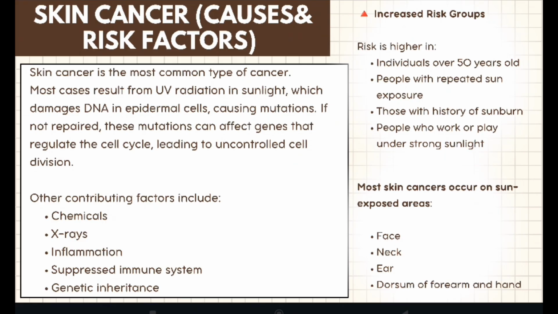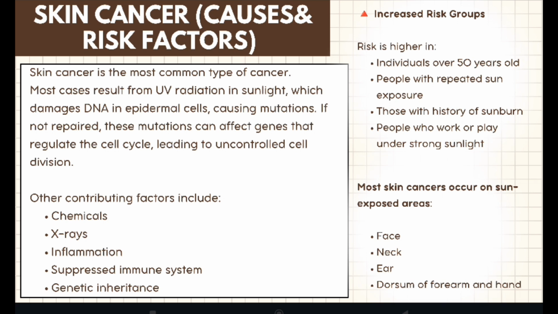Let's talk about skin cancer, its causes and risk factors. Skin cancer is the most common type of cancer. Most cases result from UV radiation and sunlight, which damages DNA and epidermal cells, causing mutations. If not repaired, these mutations can affect genes that regulate the cell cycle, leading to uncontrolled cell division. Other contributing factors include chemicals, X-rays, inflammation, suppressed immune system, and genetic inheritance.